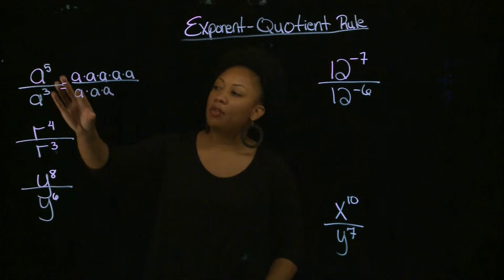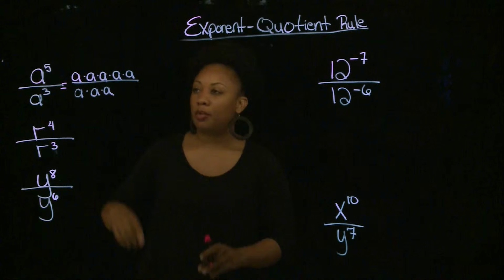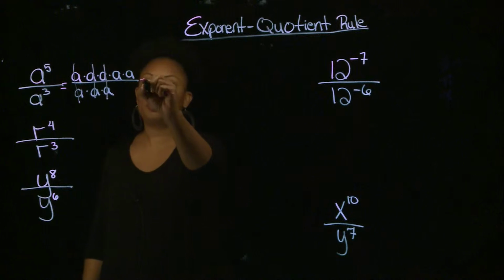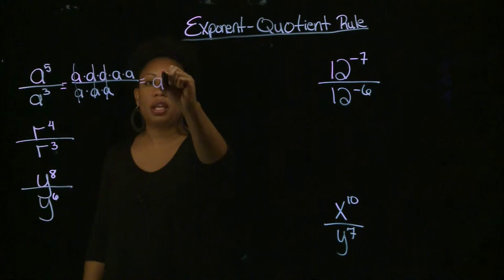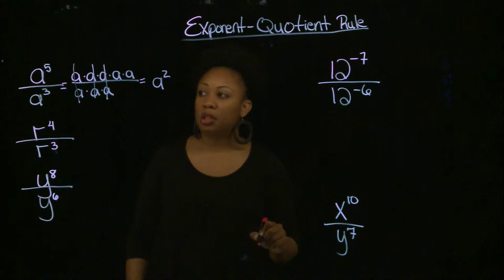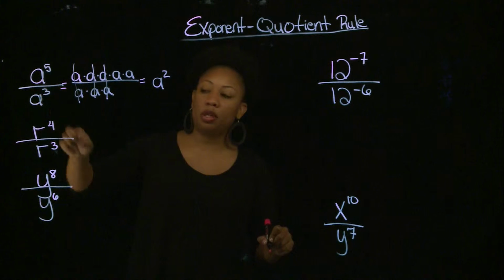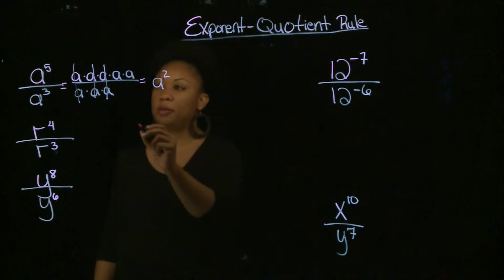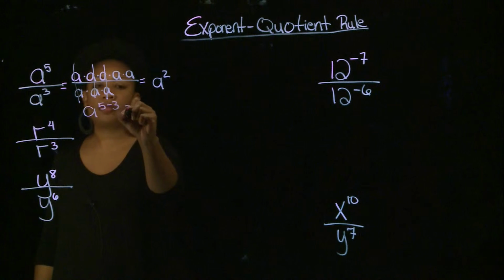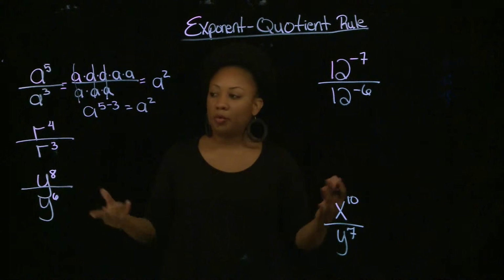Now we know that whenever we divide a number by itself or a letter by itself, we get 1. So these are going to cancel, these are going to cancel, and these are going to cancel. So we are just left with a squared. Now the quotient rule tells you that if you're dividing and you have the same base, you can subtract your exponents. So we could have also solved this problem as a to the 5 minus 3 and get a squared. So you get the same answer either way.